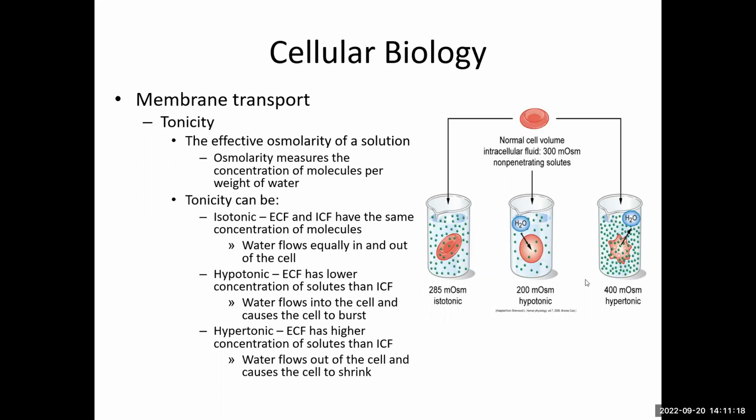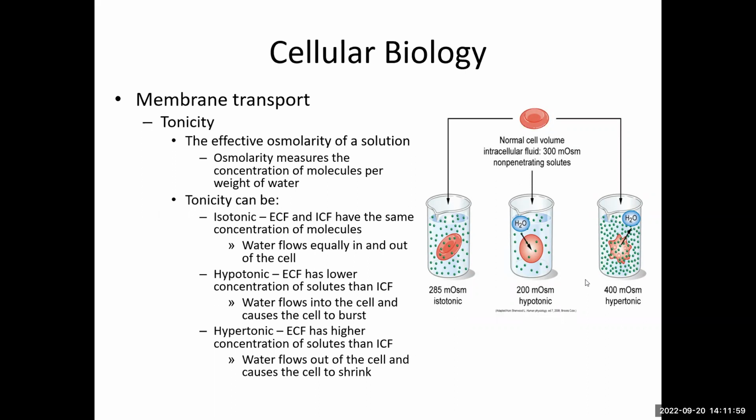I'm sure you learned about tonicity when you were in A&P, and this is essentially the effect that water and concentrations of solutes have on the movement of water within a cell. And we look at something called osmolarity, and this is the concentration of molecules per weight of water within a solution. So when those are equal, we say they are isotonic. So when my extracellular fluid and my intracellular fluid have the same concentration of molecules, or my osmolarity is the same, we're going to see that water moves from one side to the other equally.